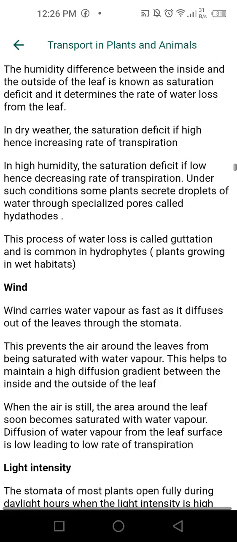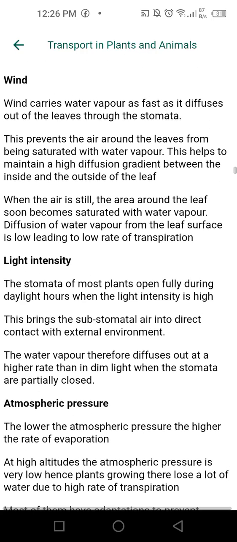Wind. Wind carries water vapor as fast as it diffuses out of the leaves through the stomata. This prevents the air around the leaves from being saturated with water vapor. This helps to maintain a high diffusion gradient between the inside and the outside of the leaf. When the air is still, the area around the leaf soon becomes saturated with water vapor. Diffusion of water vapor from the leaf surface is low, leading to a low rate of transpiration.